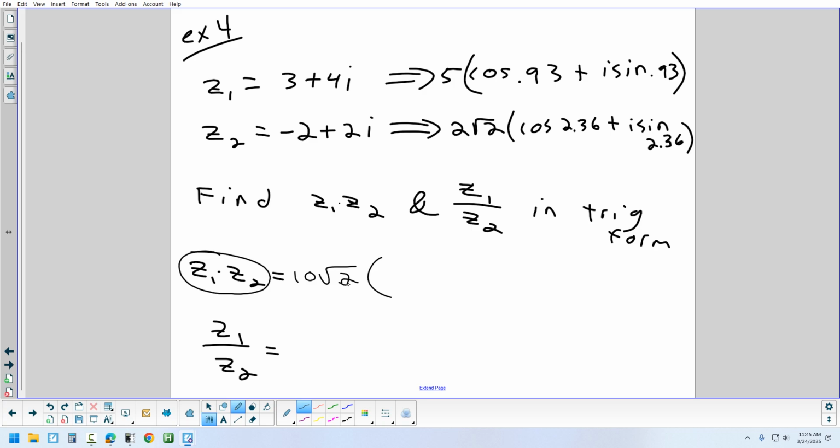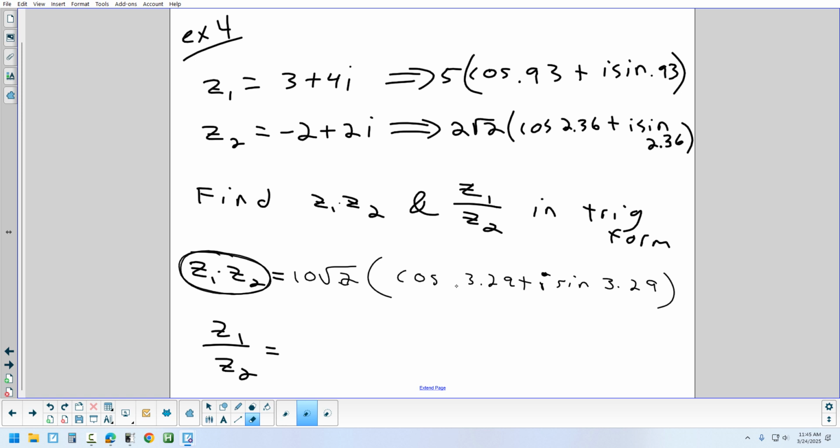Okay. What is theta 1? 0.93. What's theta 2? What do we do with theta 1 and theta 2 to figure this out? Add them. Yep, so 0.93 and 2.36. What does that come out to? 3.29. All right, so that's multiplying.